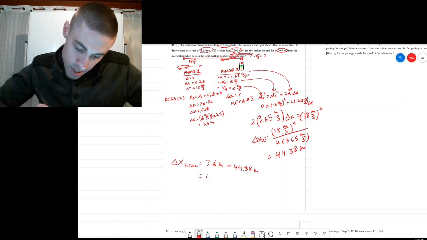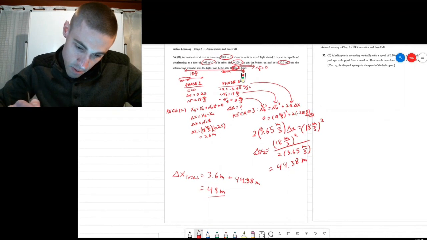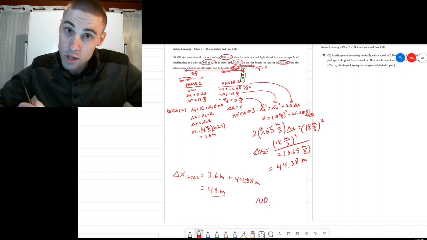So he traveled about 48 meters total. And remember that the stoplight was only 20 meters ahead of where he was, so will he be able to stop in time? No, not even close, in fact.